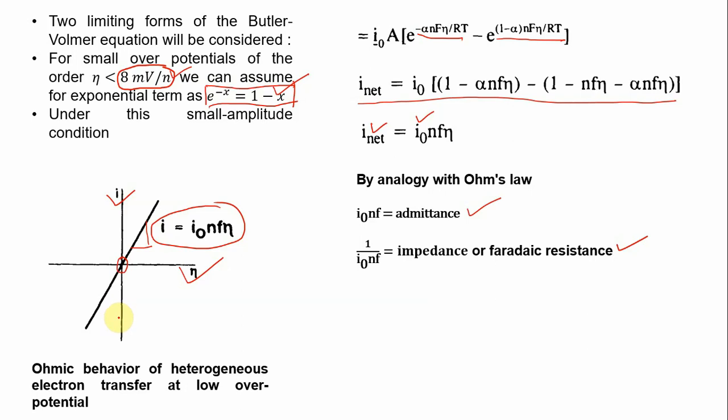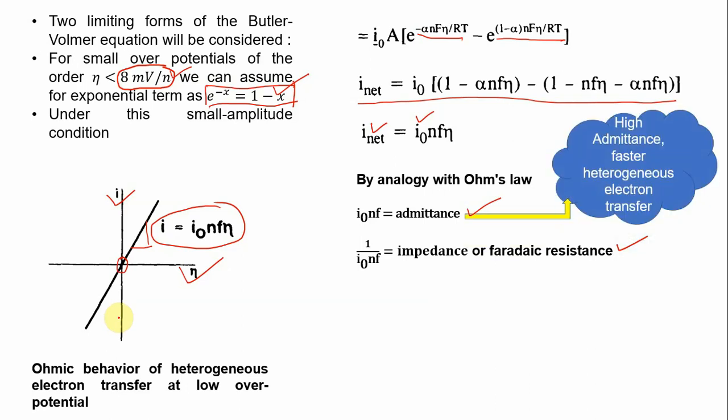This admittance and the impedance both are very important parameters, and admittance tells us that if it has a high value, then we are looking at faster heterogeneous electron transfer, and vice versa, for low admittance the heterogeneous electron transfer will be slow. Remember that it is under the condition that the overpotential should be lower than 8 millivolt per electron.